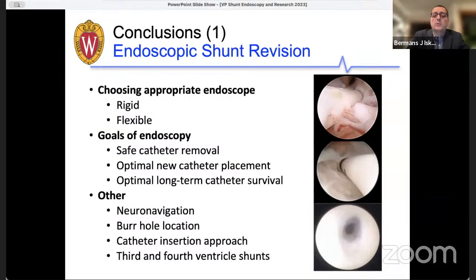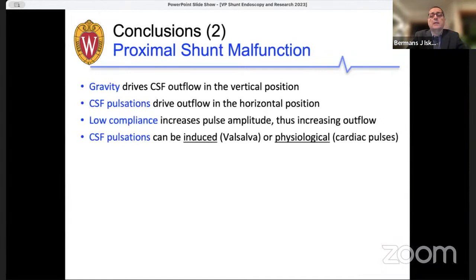The second set of conclusions that I've just showed you is that gravity seems to drive CSF outflow in the vertical position to create a chronic overdrainage mechanism in shunt systems. That CSF pulsations can also drive increased outflow even in the horizontal position, especially in the horizontal position. That the lower the compliance of the brain, the more this chronic overdrainage effect happens. And then these pulsations can be either induced by Valsalva maneuvers or can be physiological, such as cardiac pulses.